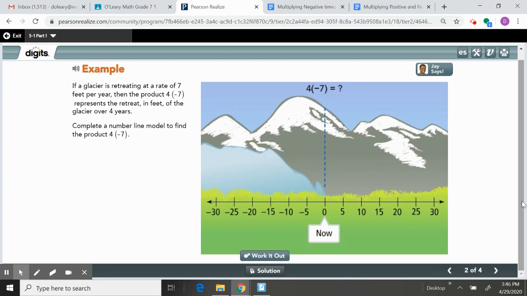Okay, so what they're saying is that if the glacier retreated 7 feet every year, so retreating is going back, so that's where it's saying negative 7, how far will it have gone back in 4 years? So what's 4 times negative 7? Well, hopefully we know by now that a positive times a negative gives us a negative product. So the answer would be negative. And then what's 4 times 7? 28. So it should go back negative 28 feet.